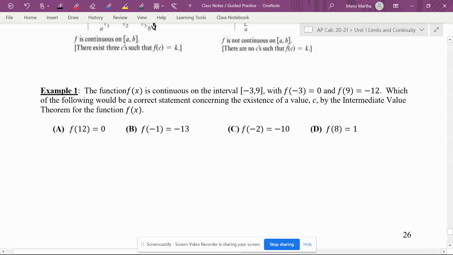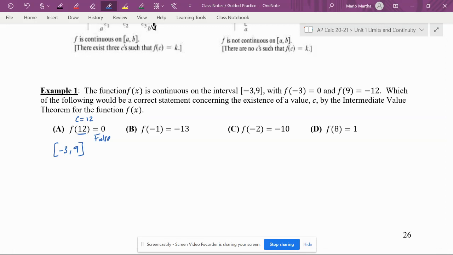So on A, if you look closely, 12 is not between -3 and 9. c is equal to 12 here. That's my c value. So automatically right there, we know this is false. So we're looking for the one that makes it true, the only one that should be true.